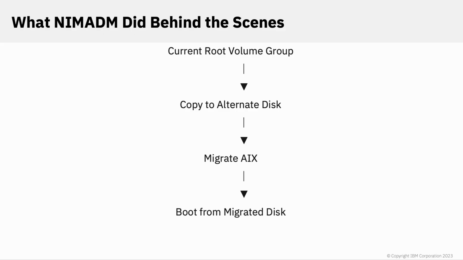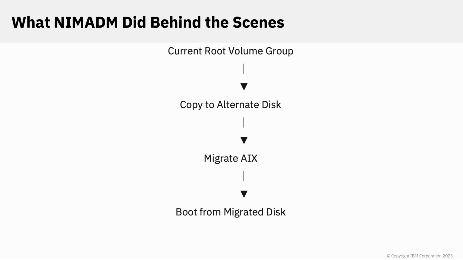Okay, so at this point our migration is complete, and just to give you a little more detail, you can refer to the support document for this as well, but basically NIM-ADM did a couple of things in the background. It looked at the current root volume group on CG61 and cloned it to an alternate disk, which was on HDIS1, and then copied the contents of that to the NIM server and performed the migration on the NIM server itself using its NIM-ADM VG.